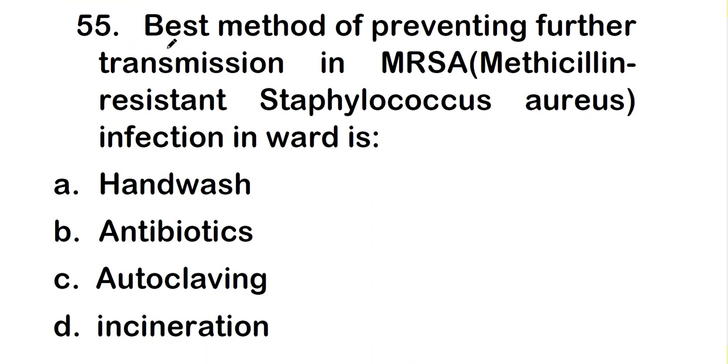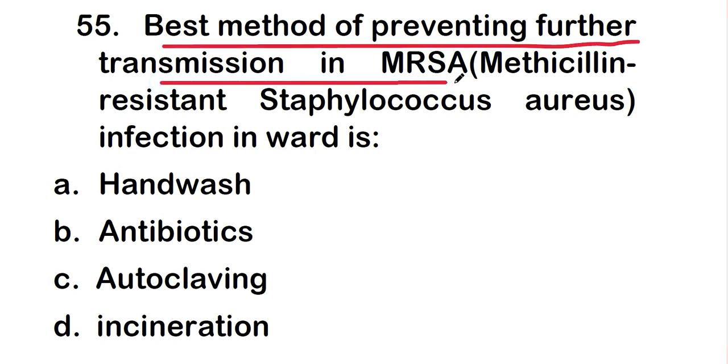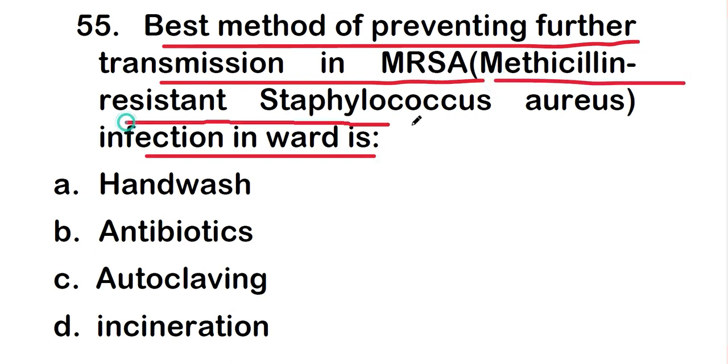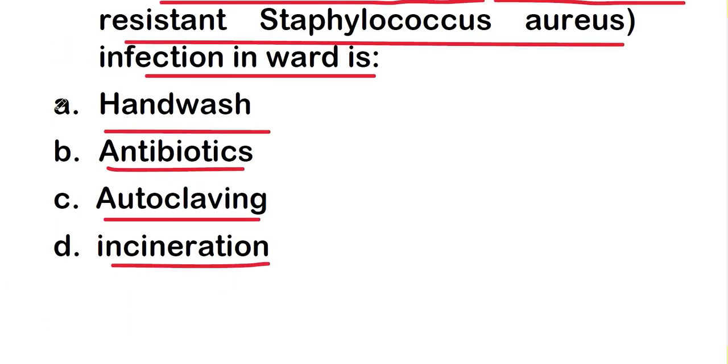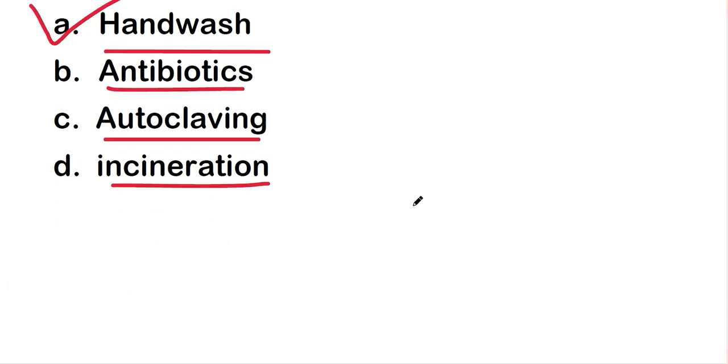So the next question is, best method of preventing further transmission in MRSA infection in wards. MRSA means methicillin resistant Staphylococcus aureus. So the best method of preventing further transmission in methicillin resistant Staphylococcus aureus infection in ward is hand wash, antibiotics, autoclaving or incineration, and the right one is option A, that is hand wash. Okay, so move on to the next question.